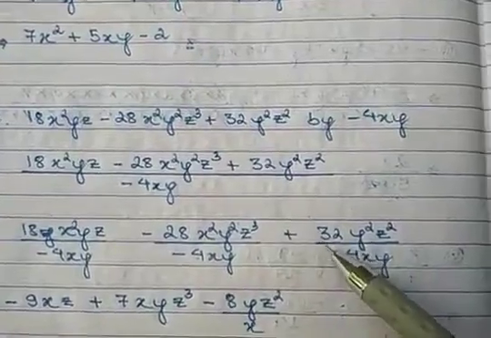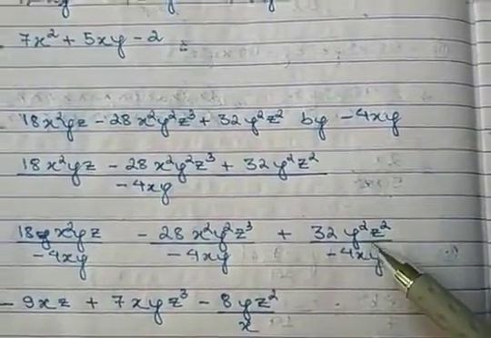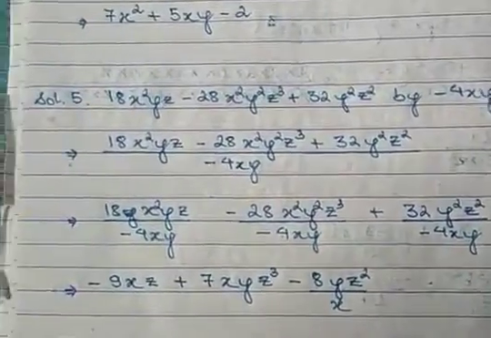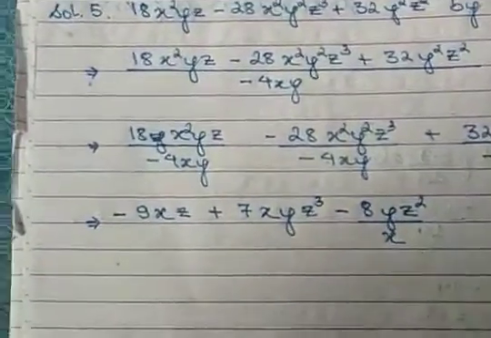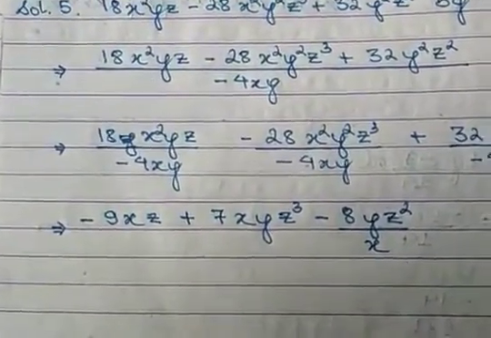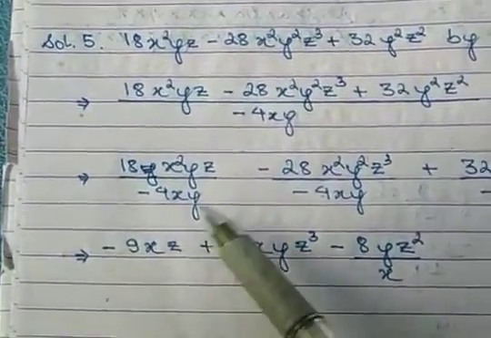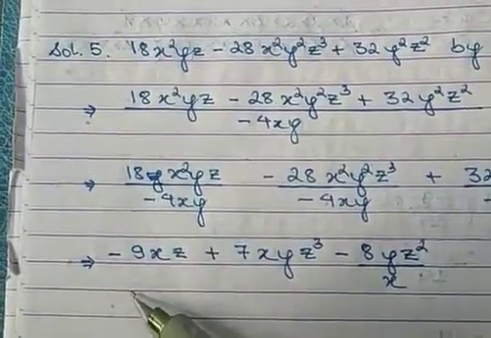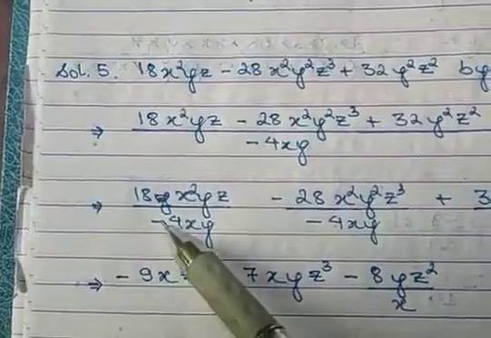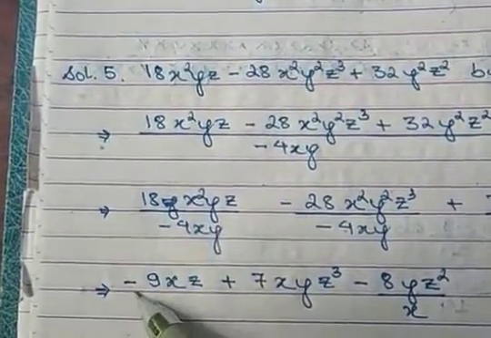So similarly, the third term, that is plus 32y squared z squared divided by minus 4xy. See, now as we know, in case of multiplication or division, we need to multiply or divide the signs first, isn't it? As I said, the negative sign in the numerator we can place any way we want. Most of the time while doing the calculation, we place it in the numerator, isn't it?